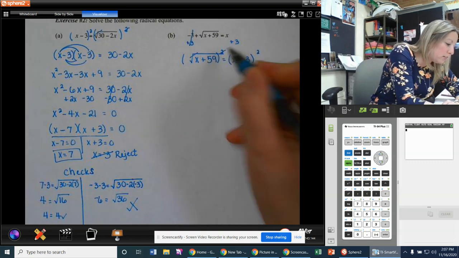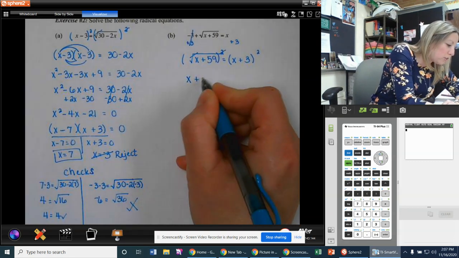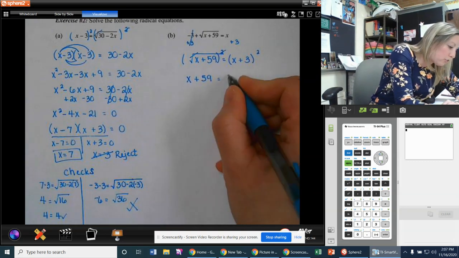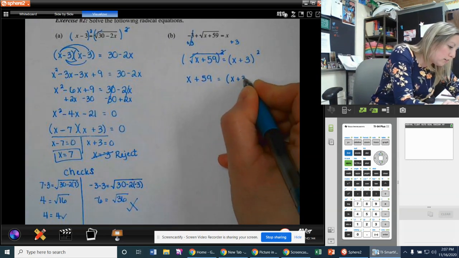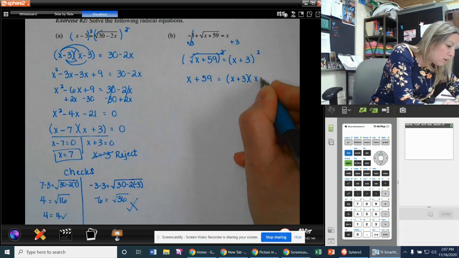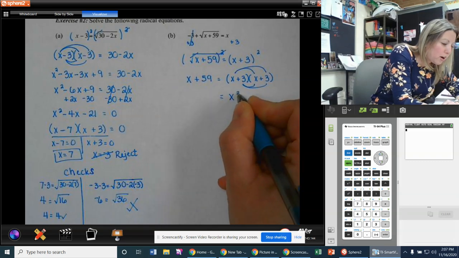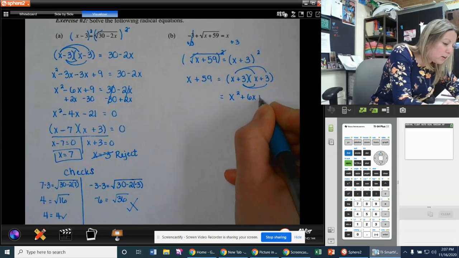So here's some cancellations, and you get x plus 59 coming out of the radical. But over here, you actually get x plus 3 times itself. So you're going to have to FOIL. And you end up with x squared plus 6x plus 9.